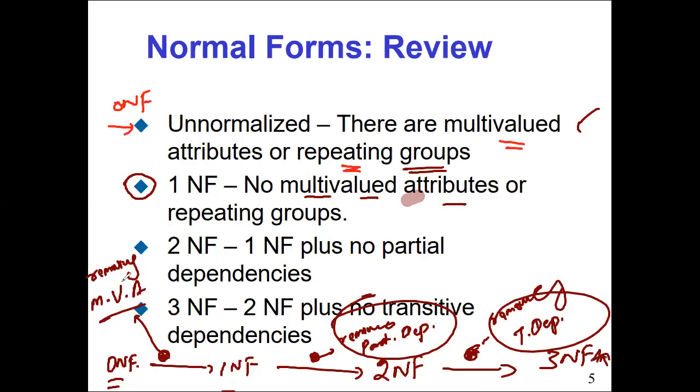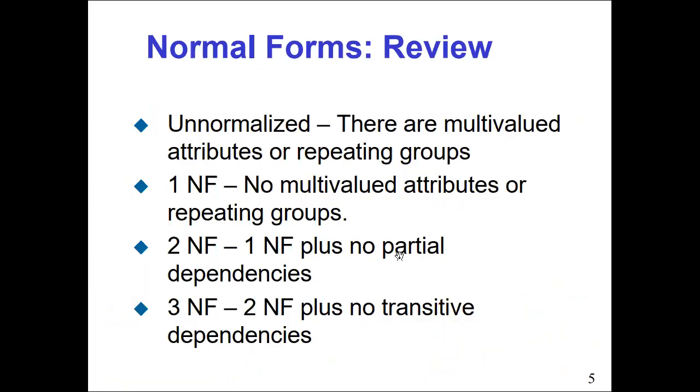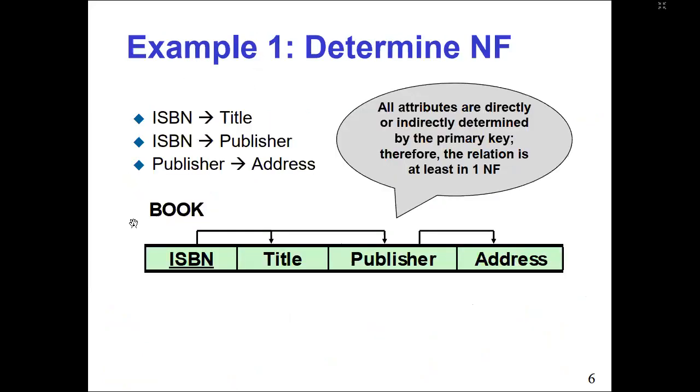So from 0 NF to 1 NF, while you are converting zero normal form to first normal form, you will remove the multi-value attributes or else repeating groups. From 1 NF to 2 NF, you will be removing the partial dependency. Then 2 NF to 3 NF, you will be removing the transitive dependency. So all these things can be seen continuously, right? Now you can see here.